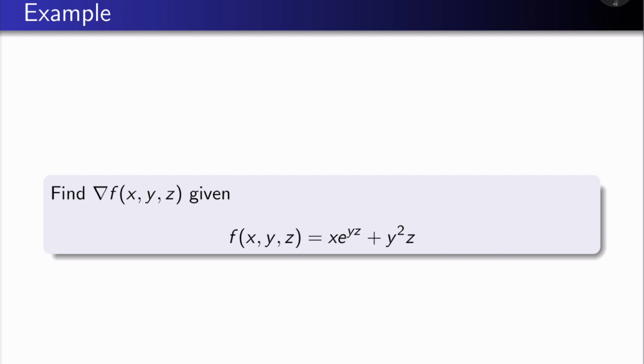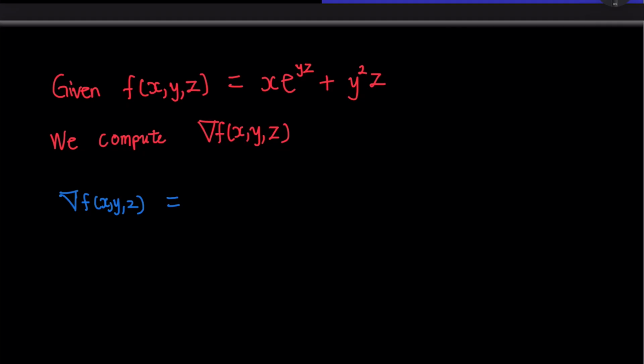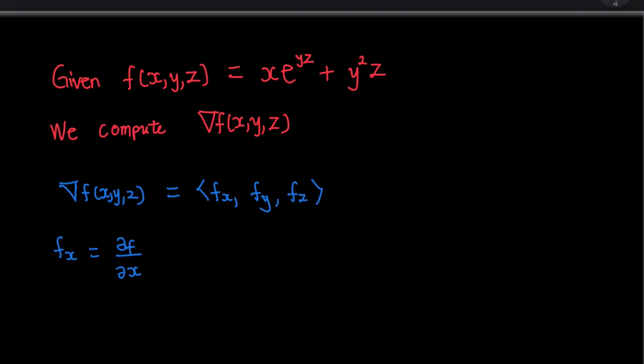With our first example, we are given the function f of x, y, z, and we are asked to compute the gradient vector. The gradient vector of f is defined to be the partial derivative of f with respect to x, the partial of f with respect to y, and f with respect to z. In computing the partial derivative of f with respect to x, we treat all variables other than x as constants. So we are going to have e^(yz) plus 0, because the last term has no x in it, so that will go to 0.